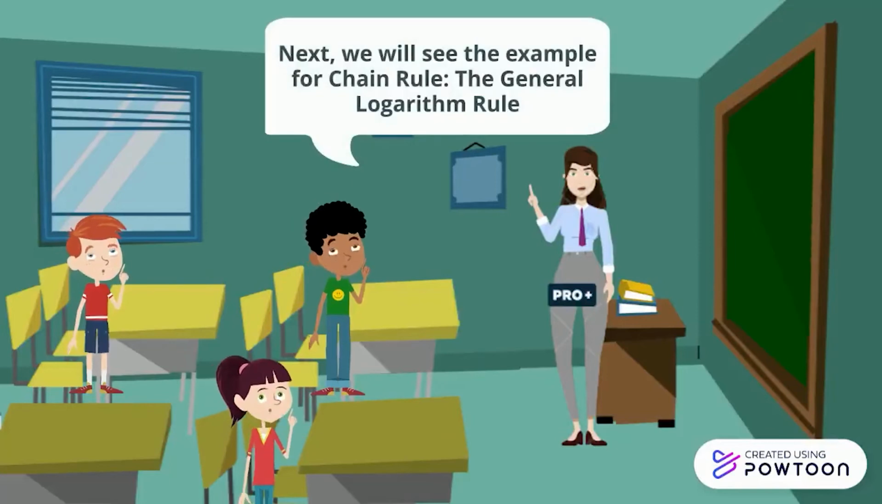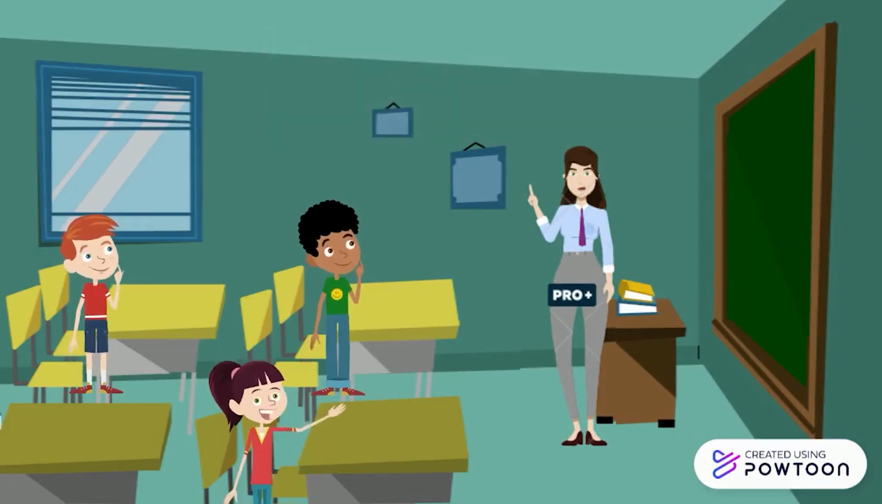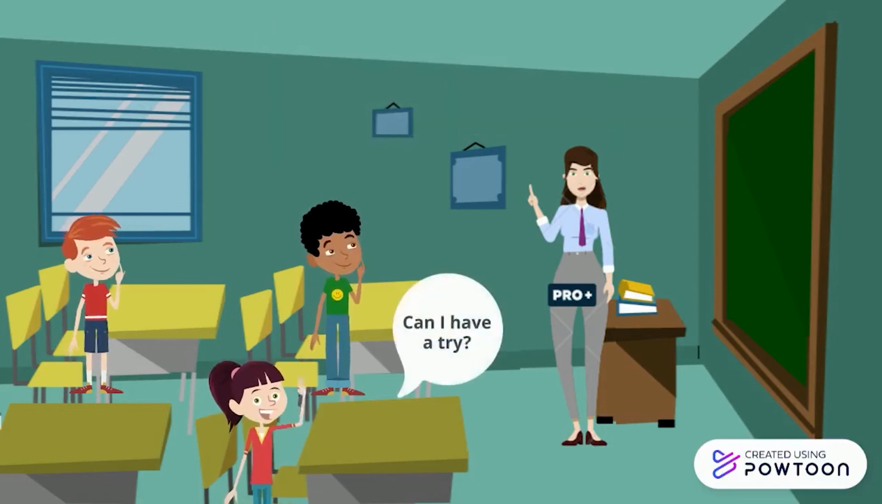Next, we will see the example for the chain rule with the general logarithm rule. Who can explain to me how the chain rule with the general logarithm rule works? Can I have a try? Sure.